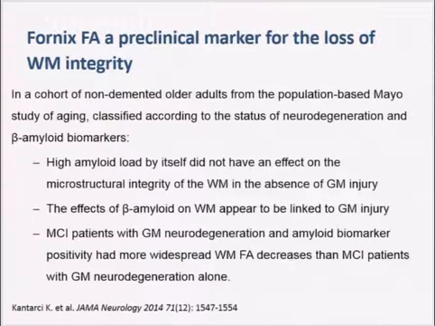So the effects of beta amyloid on white matter appear to be linked to gray matter injury, and those who have both gray matter neurodegeneration and amyloid biomarker positivity tend to have more widespread white matter FA decreases than those who just have neurodegeneration. So it appears that these neurodegenerative changes go hand in hand with white matter degenerative changes, and presence of amyloid even increases this involvement.